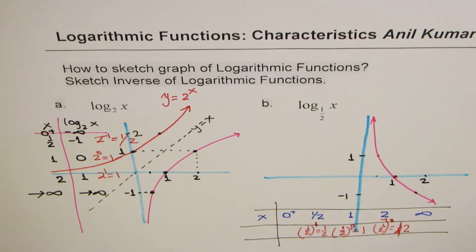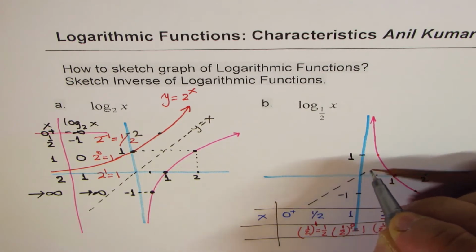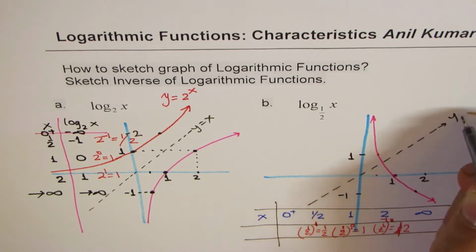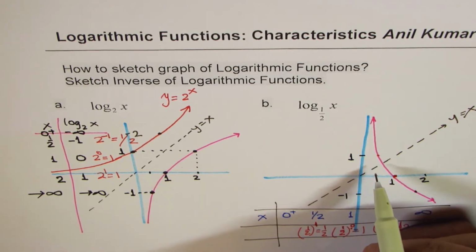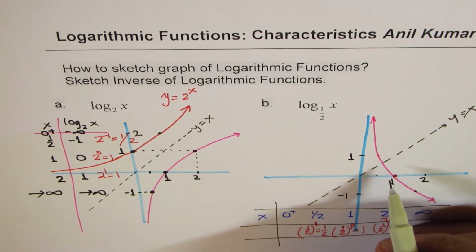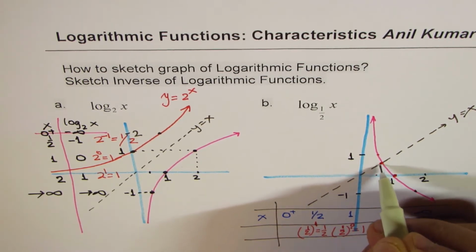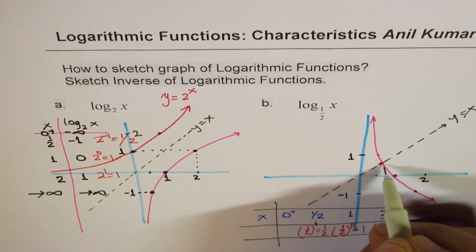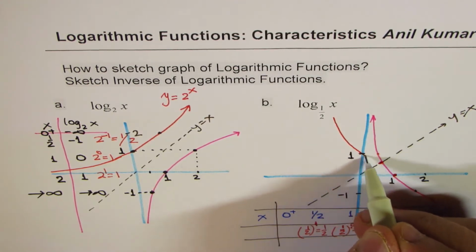Now to sketch the inverse of this function, we are going to reflect it on the line y equals x. Right? So when you reflect it, then the vertical asymptote becomes a horizontal asymptote, right? And these 2 points will intersect at the y equals x line, this point, correct? And the graph will be going through 1, right? When x is 0, anything to the power of 0 is 1, right? So it is going to be kind of like this.